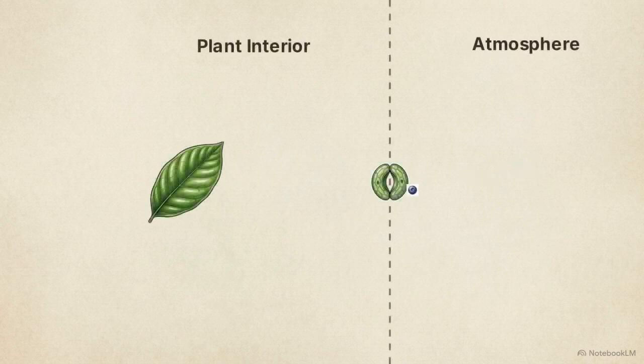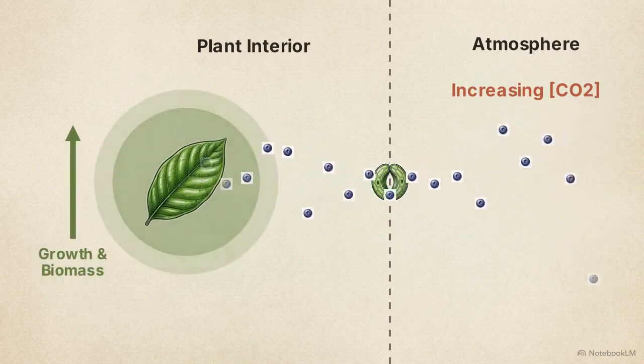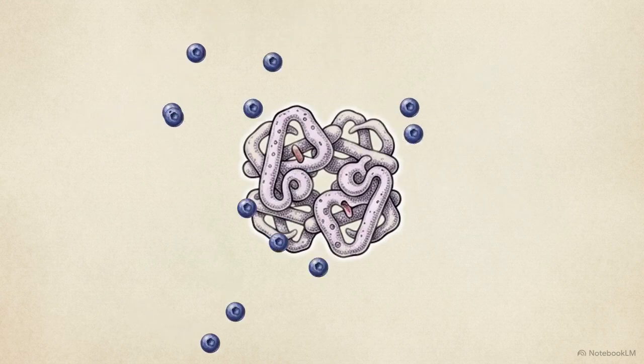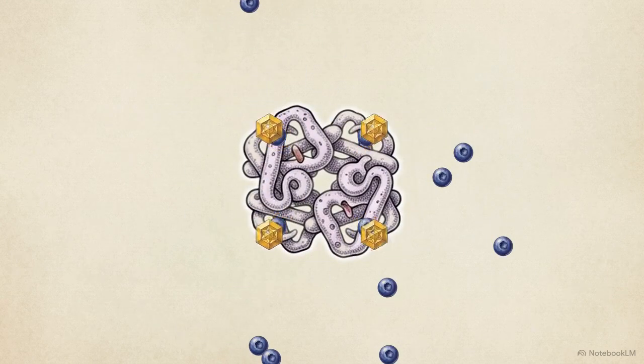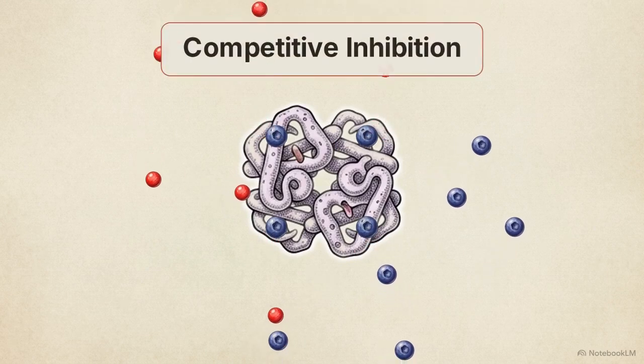For C3 plants, atmospheric carbon dioxide is fuel. The biological baseline is straightforward. As ambient carbon dioxide levels rise, photosynthesis rates increase. This happens because of an enzyme called rubisco. Higher concentrations of atmospheric carbon dioxide increase rubisco's carboxylation rate, while suppressing its tendency to bind with oxygen, a mechanical process known as competitive inhibition.